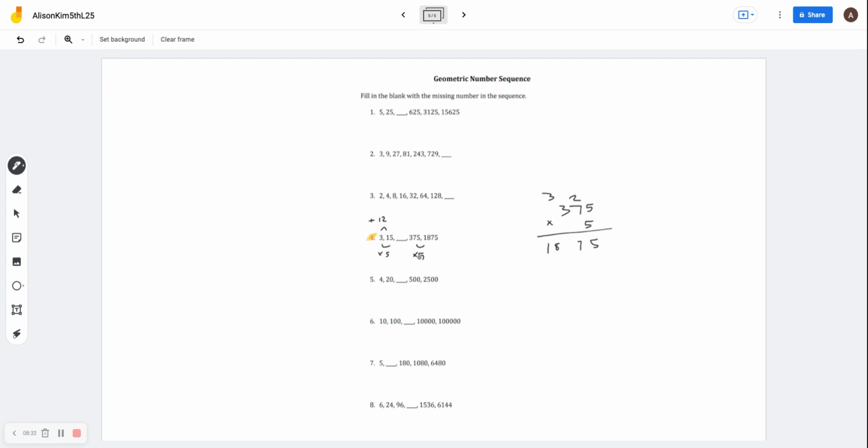So we're going to have to multiply 15 by 5 to get this blank number right here. So it'll be 15 times 5, 25, bring up the 2, 5 times 1 is 5, 5 plus 2 is 7. So the missing number would be 75. And if you want to check your work, you can do 75 times 5, and it should give you 375.